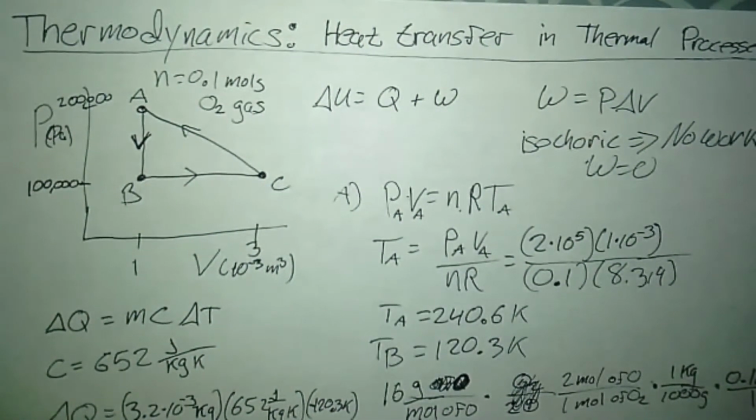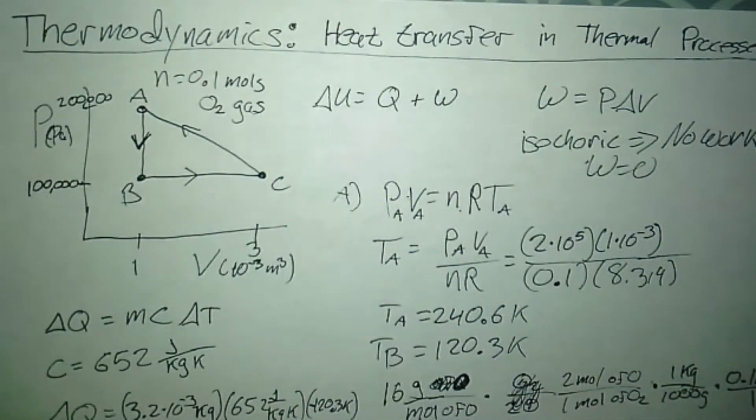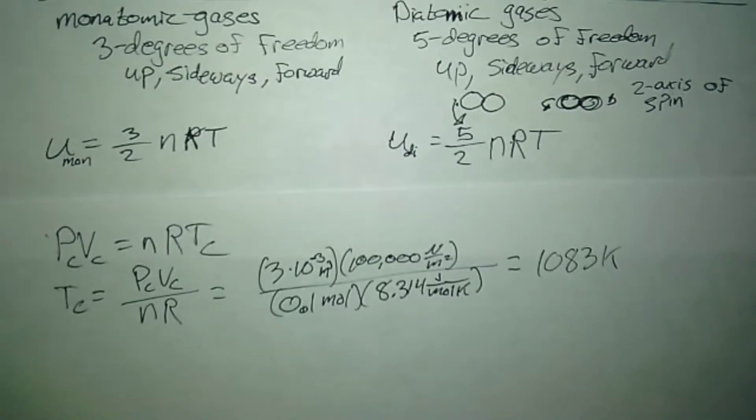So I'm going to go ahead and pause the video. I'm going to find the temperature at C, because I haven't done that yet. And then I'll get right back to you, and we'll have a talk briefly, and we'll do some more math. So if we calculate the temperature at point C, we can see that's 1083 Kelvin.